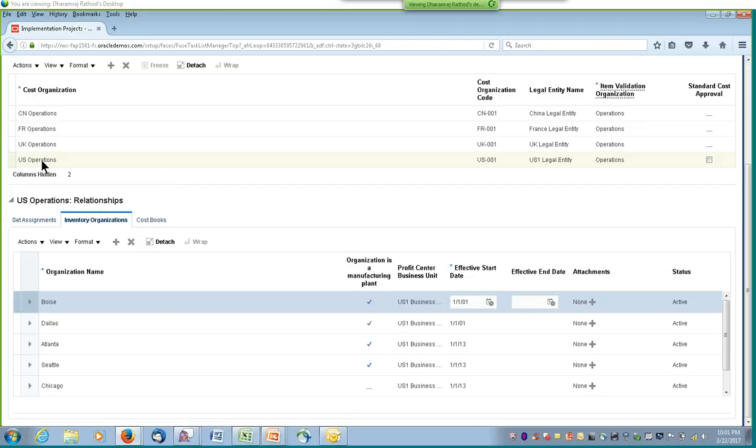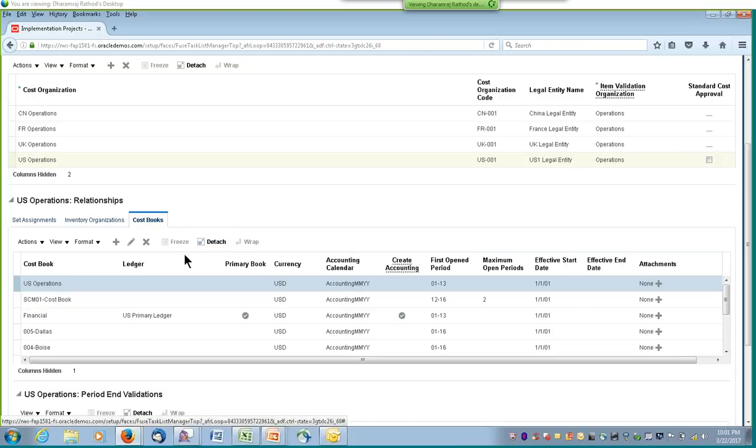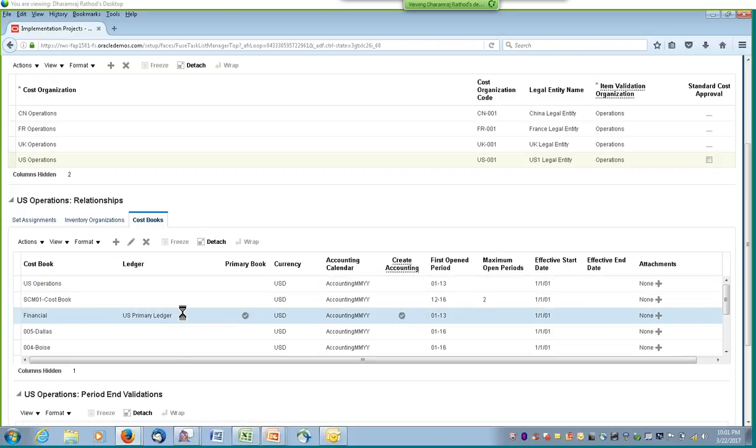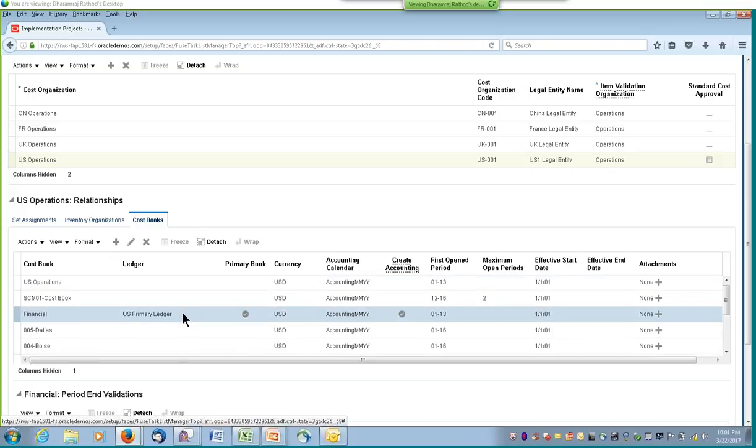Right? So how do we know which cost book to use? What are those cost books which are applicable? So you would go look at this cost book. When you come here, the setup of cost book was plain, like it says financials, you're good. But here, when you associate a cost book to the cost organization, you have the flexibility to specify whether it is a primary cost book. Primary cost book means you would have your costing, you would have your accounting, and then you would eventually transfer those costing and accounting and journal entries to GL. And this is the ledger you would go post to.